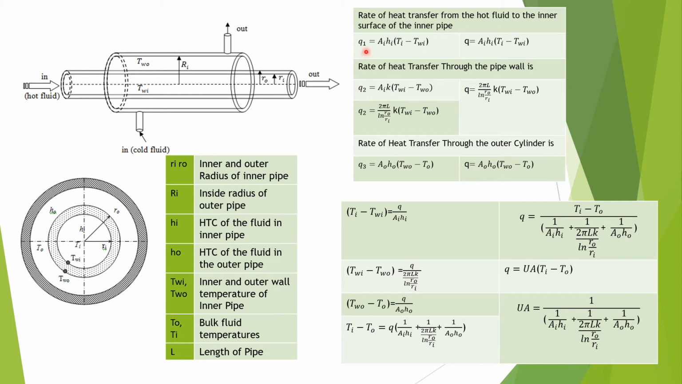So Q is the rate of heat transfer between the hot fluid and the surface of the wall. A is the area of the wall available for the heat transfer, and h is the individual heat transfer coefficient of this fluid, that is the hot fluid. hi is the individual heat transfer coefficient for the hot fluid, and Ti minus Twi is the temperature difference between the fluid and the wall. So by using these notations in Newton's law of cooling, we get this formula: Q1 is equal to Ai hi (Ti minus Twi). I hope you understood this.